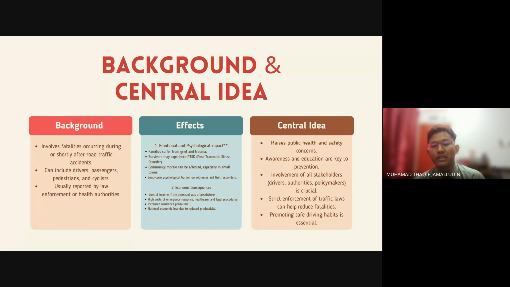So for the second effect, economic consequences. First of all, loss of income if the deceased was a breadwinner. Second, high cost of emergency response, healthcare and legal procedures. Third, increased insurance premiums. And lastly, national economic loss due to reduced productivity. So I will pass the floor to Razli.